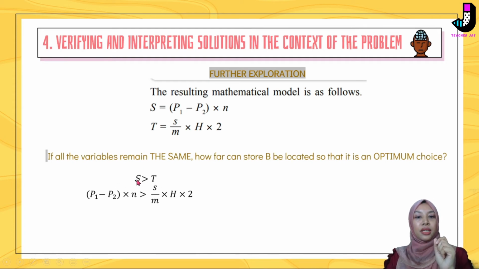So here S is actually this one, P1 minus P2 times N, so masuk dalam sini. And this one is T. T is S over M times H times 2, so include it here. Okay, then this, how far can store B be located? The store B is this, S. Okay, S is the distance from store A to store B.